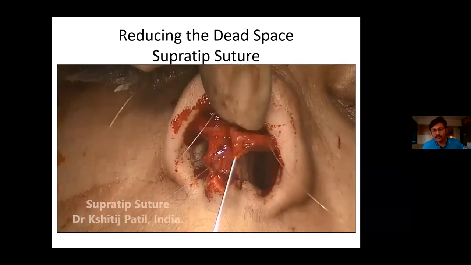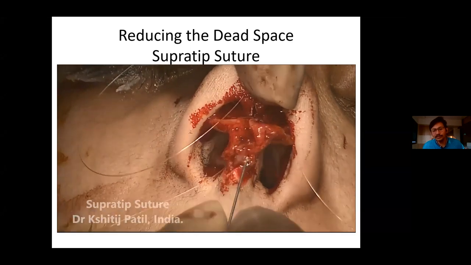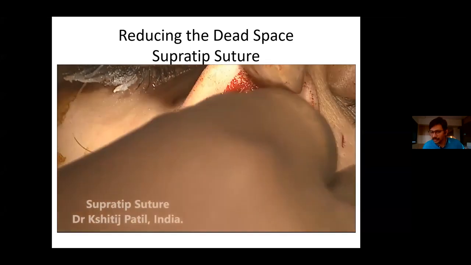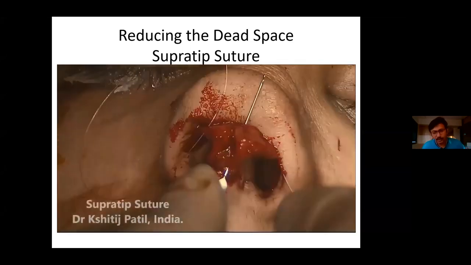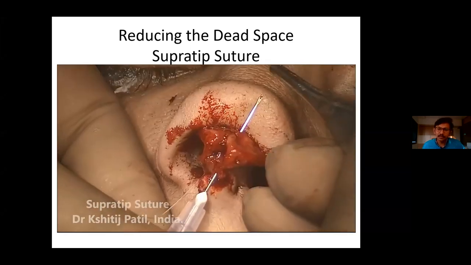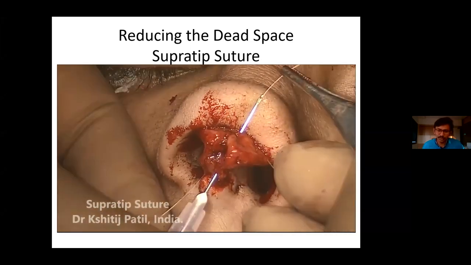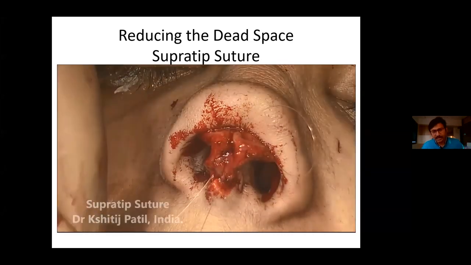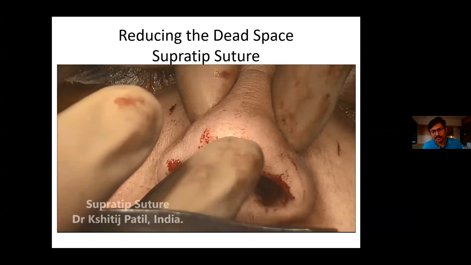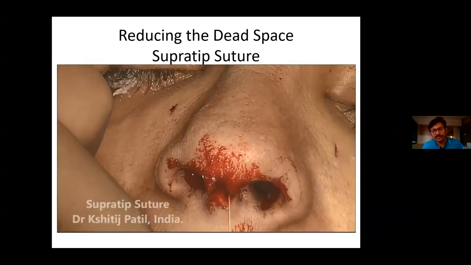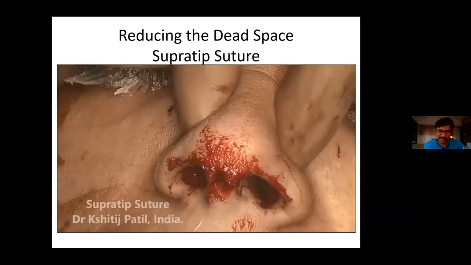Then you cut the suture, then you cut the needle of the suture, and you insert another needle from the columella and feed another end of this suture to this 24 gauge needle again. And as you can see here, by pulling this suture, you can obliterate this dead space. You can control this dead space.